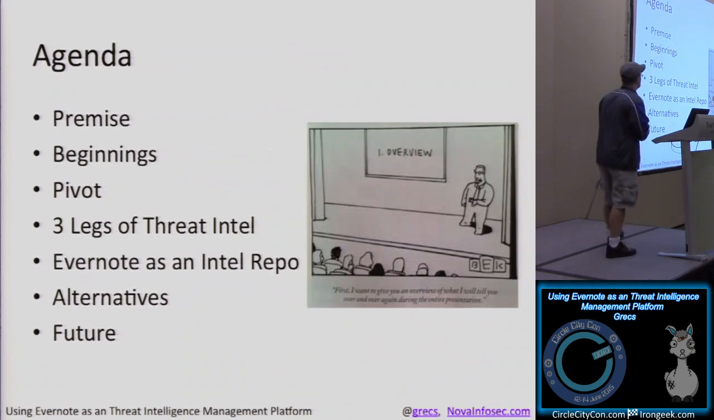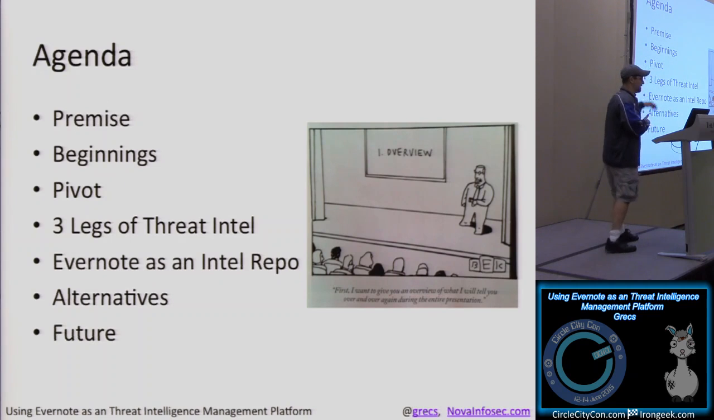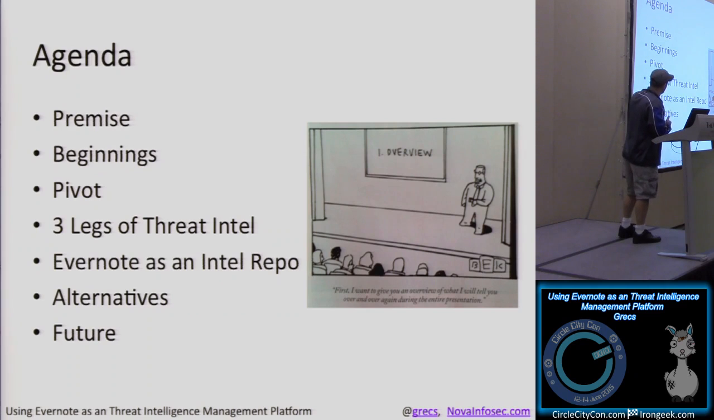So getting to the point at hand, I'm going to talk about the premise, the historical background, where things started, and how I got to where I am right now. Then, pivot. In startups, a lot of times you'll start doing one thing and realize that's not working, so you'll pivot off into another direction. This is my play on that. Then I'm going to talk about what threat intel is, and then merge all that together into how I'm using Evernote to do that.